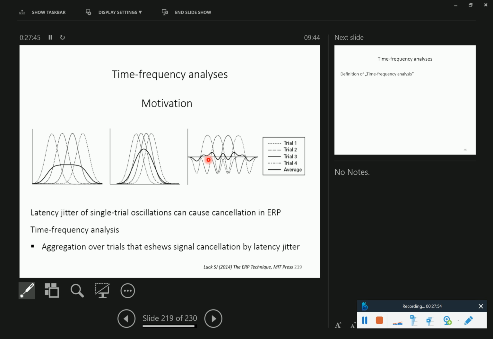However, I rarely see in any papers that they actually show that, well, we got all this cancellation and now we needed to do time frequency analysis. They just do time frequency analysis. But of course, a good motivation for time frequency analysis is to do some aggregation over trials that gets rid of signal cancellation.